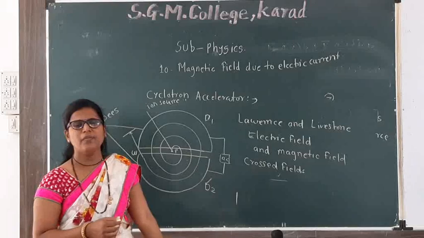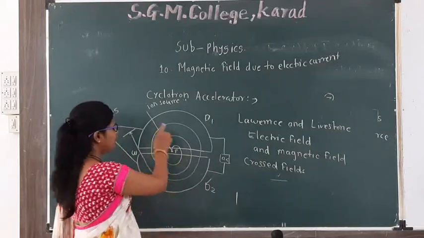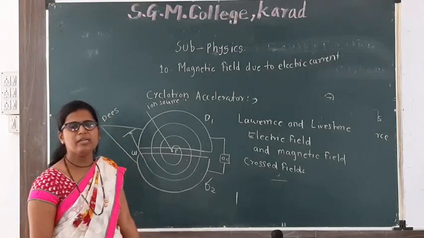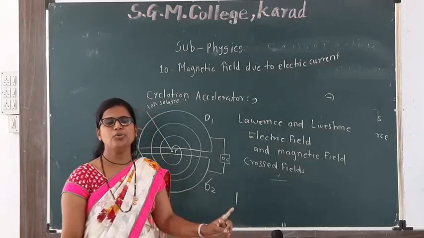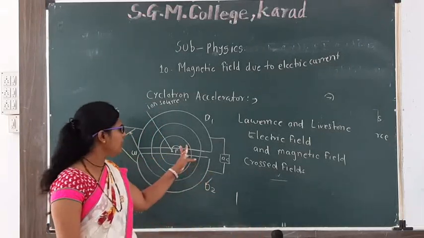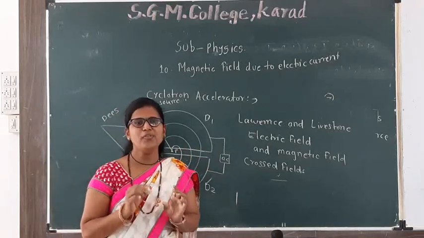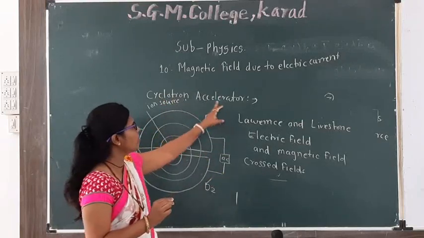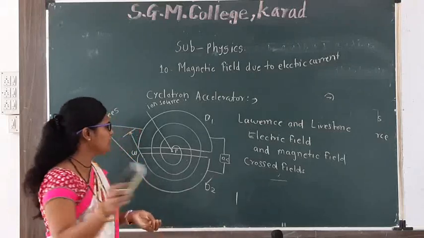Now the frequency of revolution is independent of the energy of the charged particle due to the magnetic field. This is the principle of the cyclotron accelerator.